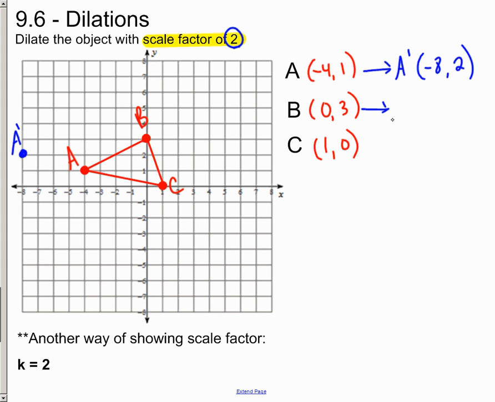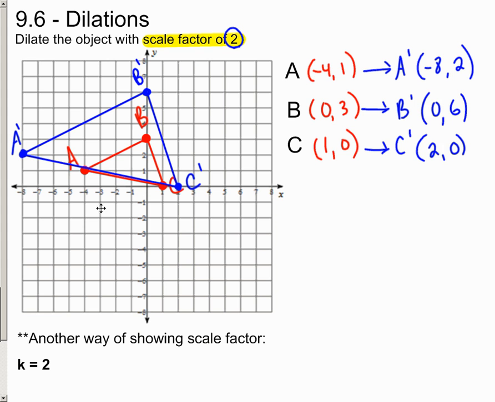0 times 2, it's not a trick question, it's still 0. And 3 times 2, that's our scale factor, is 6. So the new location of B is 0, 6. And then we can come down to C and know that the new location for C is going to be 2, 0, because we take both of these numbers in the ordered pair and multiply it by the scale factor. Now we just connect the sides and we're done.